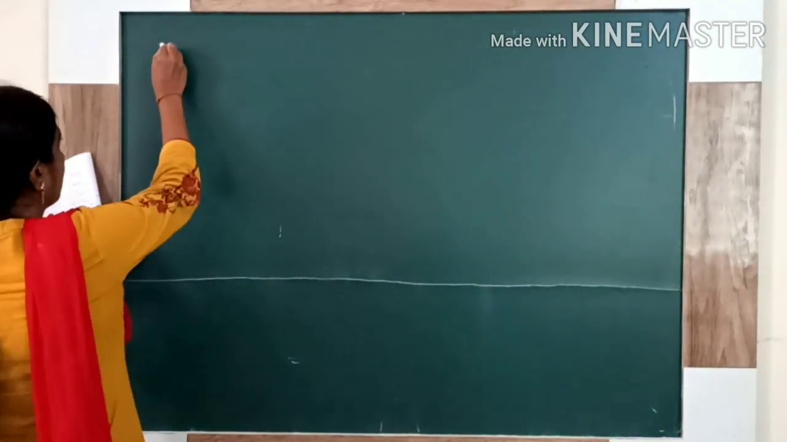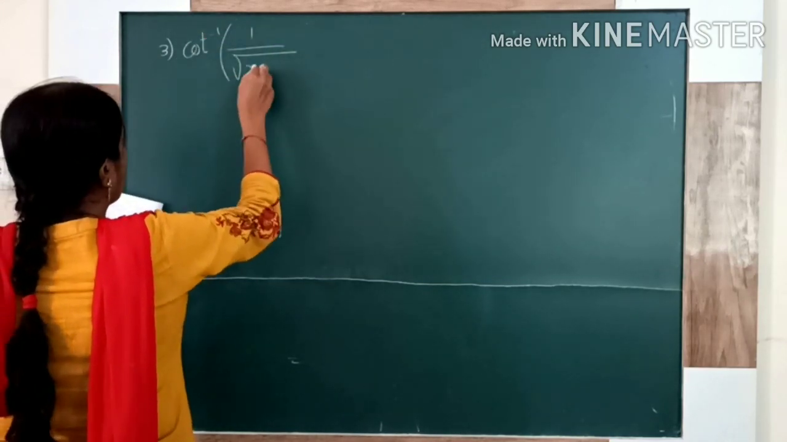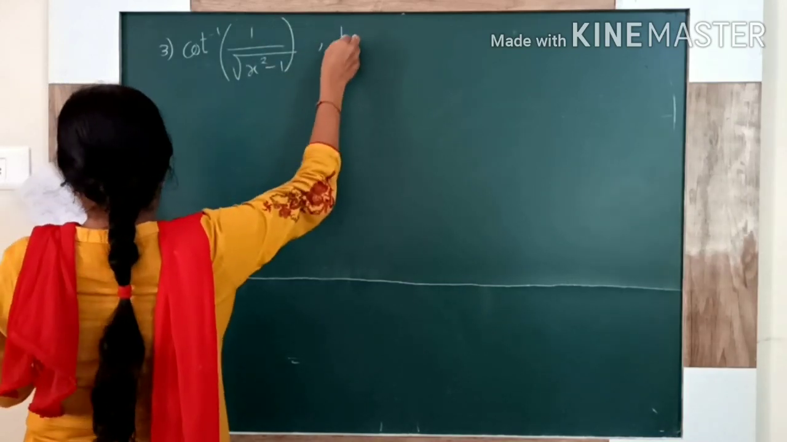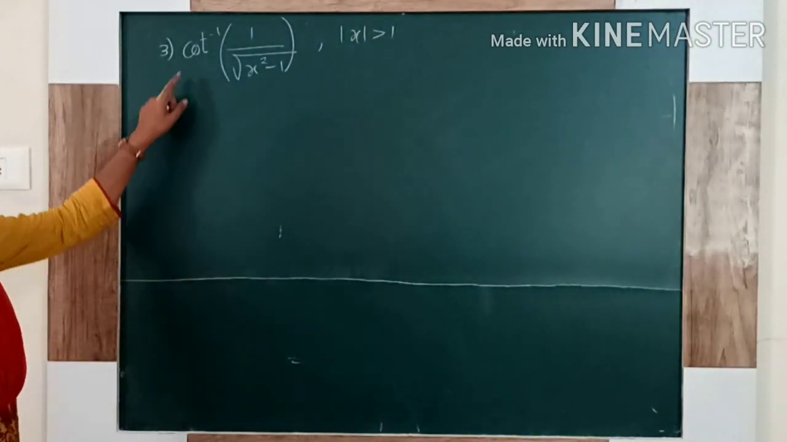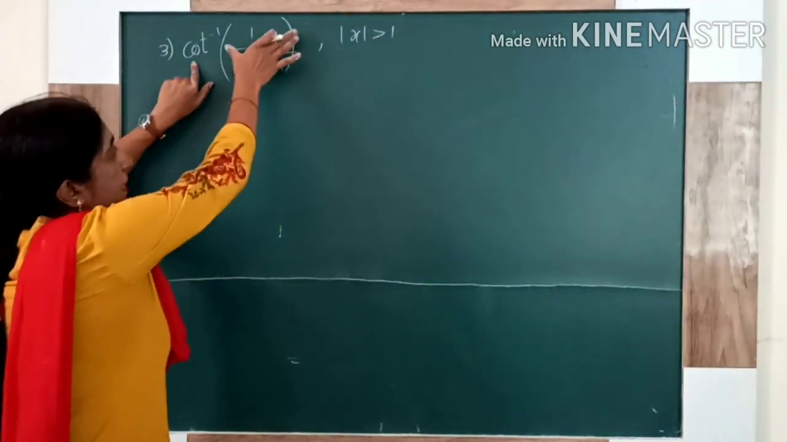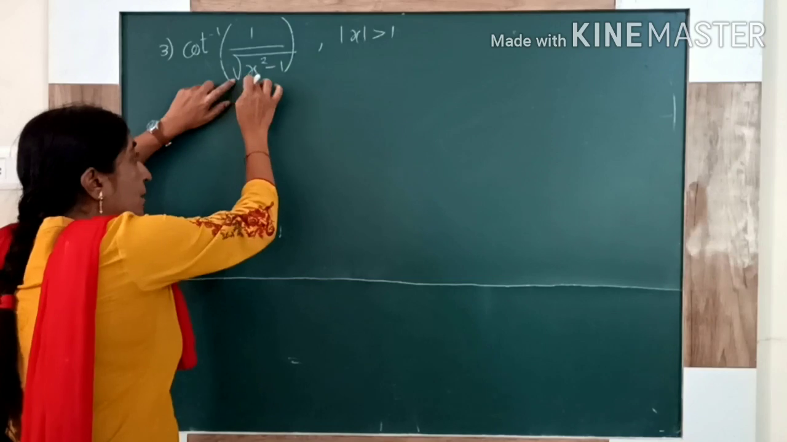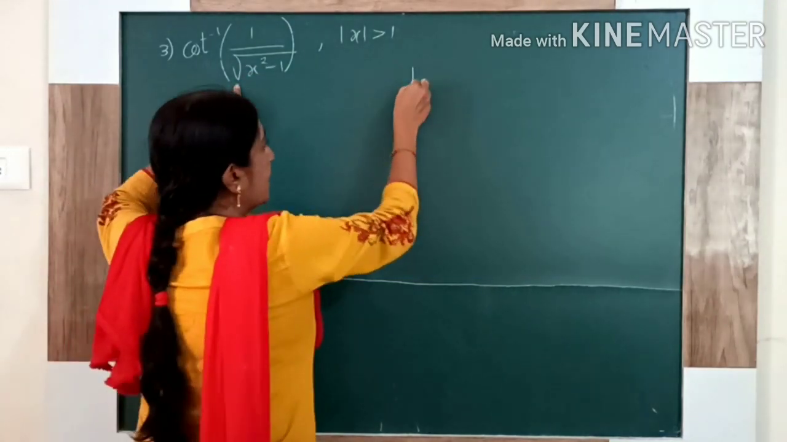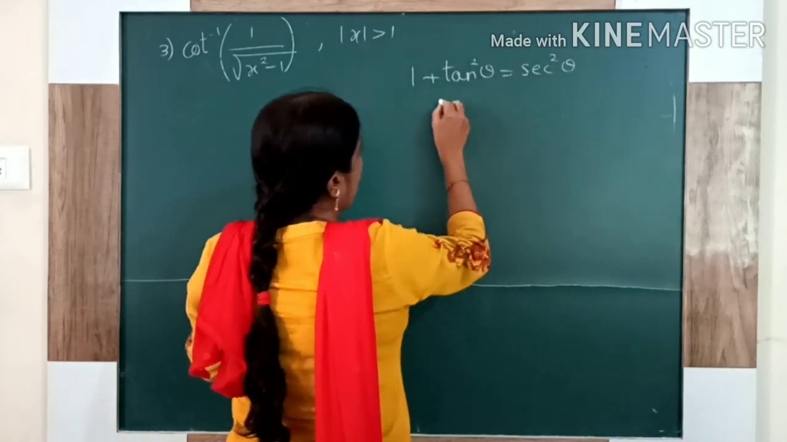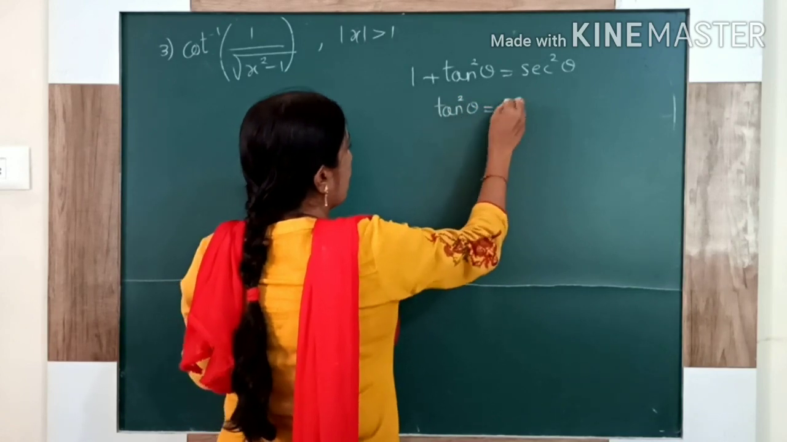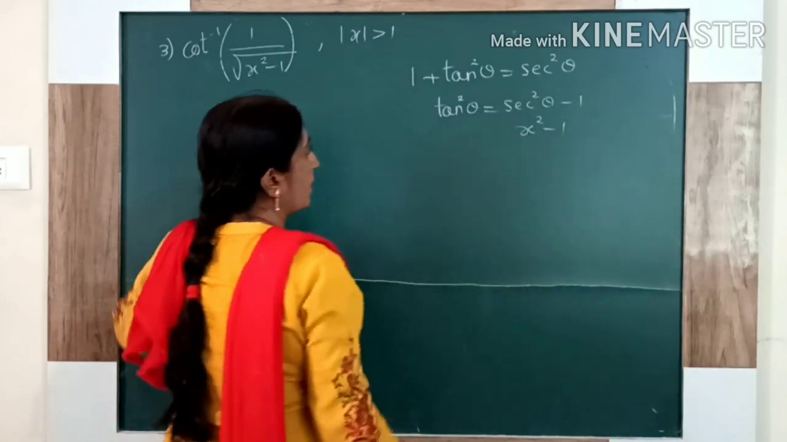The same category. Cot inverse 1 upon root of x square minus 1. As I told you, outside we have a cot inverse. Outside cot inverse means try to get this bracket as a tan, to get outside 1 by tan. 1 by tan means here write down the identity related with tan. 1 plus tan square theta is secant square theta. Tan square theta is secant square theta minus 1. So it is in the form of x square minus 1.